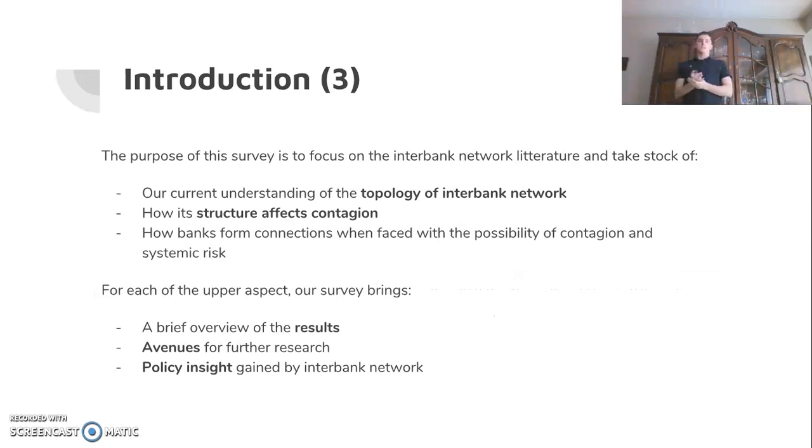More precisely, the survey takes stock of our current understanding of the topology of interbank networks, how their structure affects contagion, and finally how banks form connections when faced with the possibility of contagion and systemic risk. They present for each aspect a quick overview of the results, avenues for further research, and the policy insights gained from interbank networks.